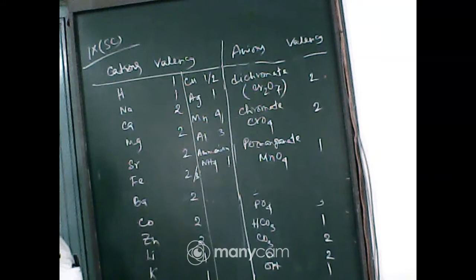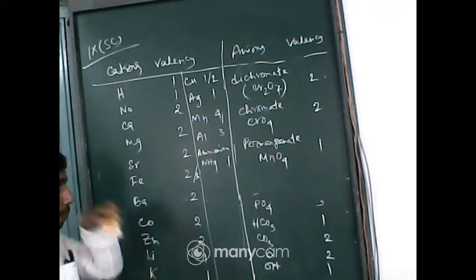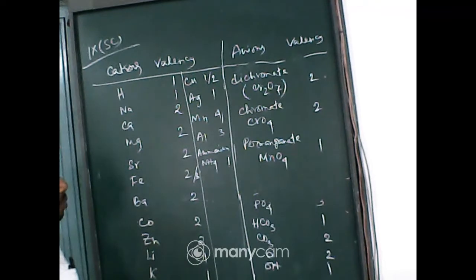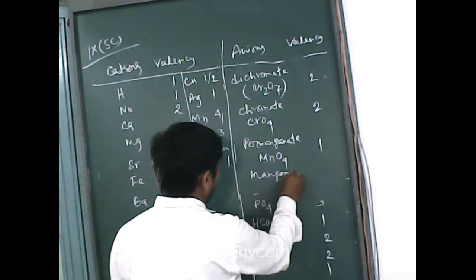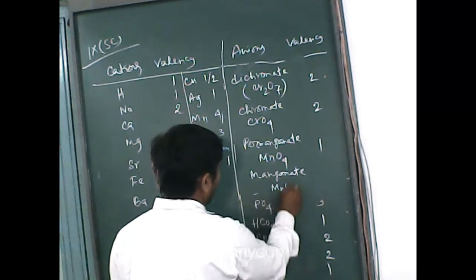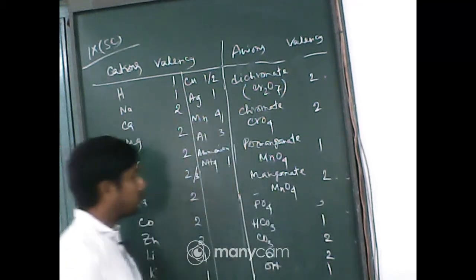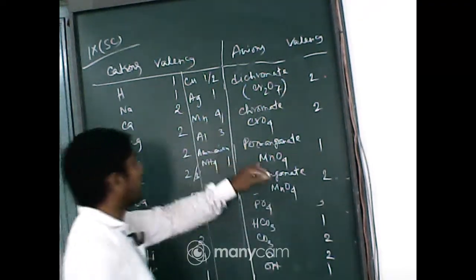I am repeating again, dichromate. Cr2O7 is the formula of that, valency is 2. Chromate is CrO4, valency is 2. Permanganate is MnO4, valency 1. And if it is manganate then it would be MnO4 2 minus, that is the valency will be 2. Here permanganate, here only manganate.